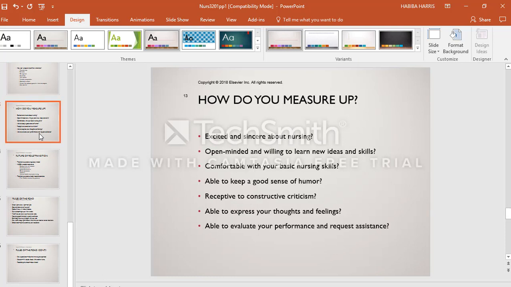Okay, so how do you measure up? Nursing can be exciting. Are you excited? Are you sincere, open-minded, comfortable with your basic skills, do you have a good sense of humor, accept constructive criticism, and are you able to express your thoughts and feelings so you can ask questions and not just harbor a lot of feelings or negativity towards anybody? Be able to measure and evaluate your performance and request assistance. It's really important to be a team player.